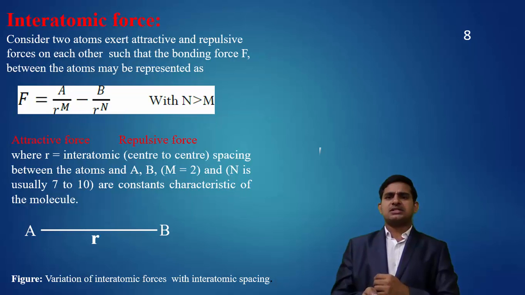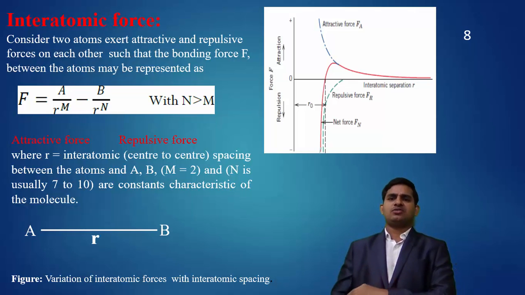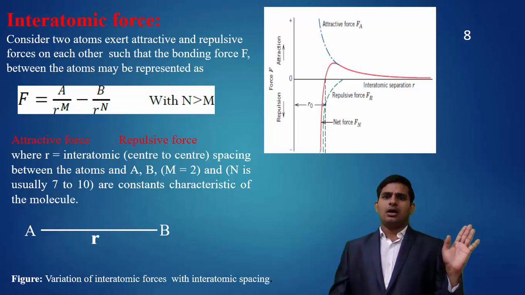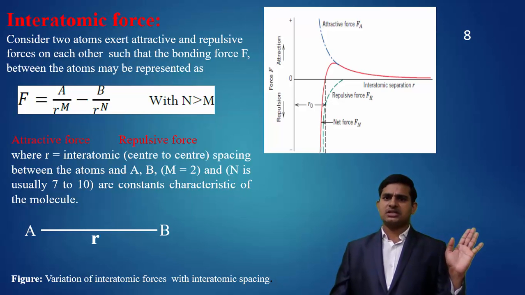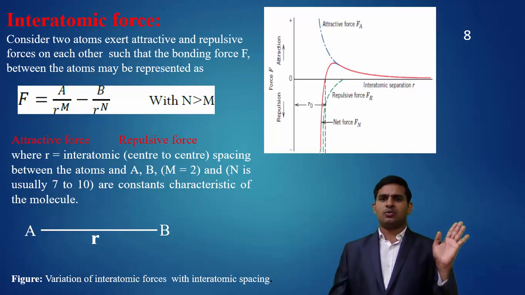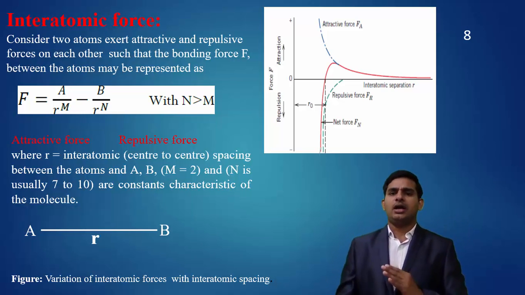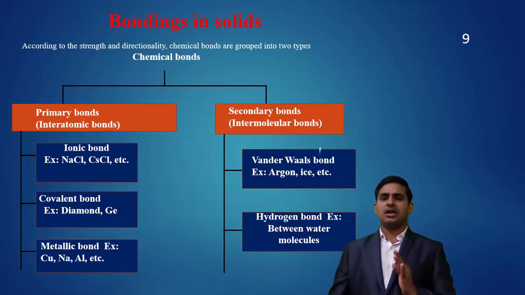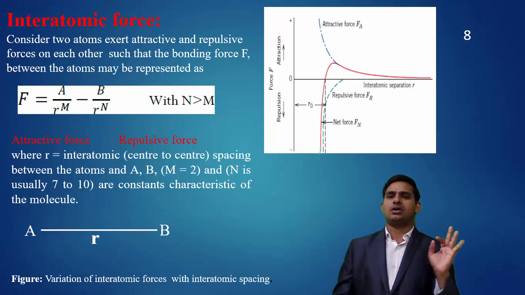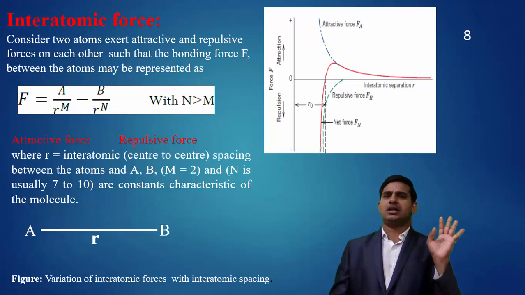Now this diagram represents how the interatomic force varies with distance. In this diagram, the dotted green line represents the attractive forces versus interatomic separation. This lower dotted line represents the repulsive forces versus interatomic separation. And the red line represents the net force, that is Fn equals Fa plus Fr, versus interatomic separation.